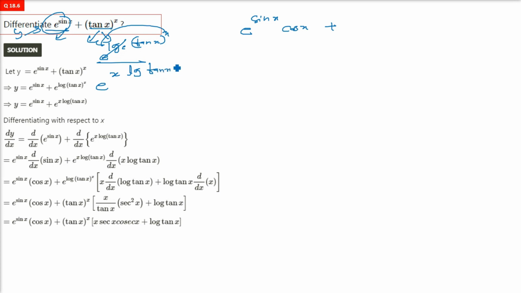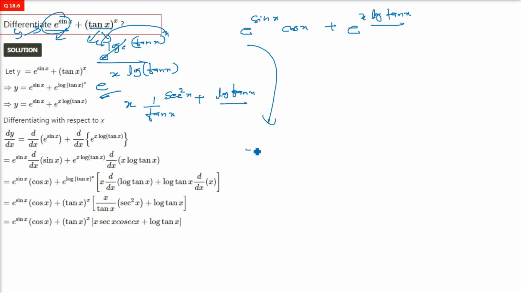So we have to differentiate e to the power x log tan x. Because e to the power anything will be e to the power that thing only, we get e to the power x log tan x times the derivative of x log tan x. Differentiating by the product rule, x times 1 by tan x times sec square x, then plus log tan x times d by dx of x, which is 1. Now the result for e to the power sin x is e to the power sin x cos x.